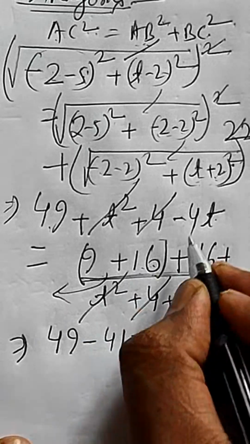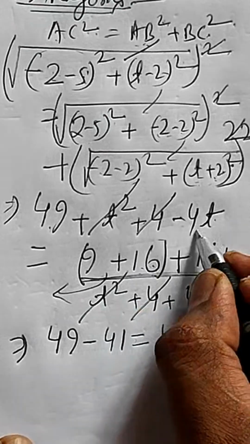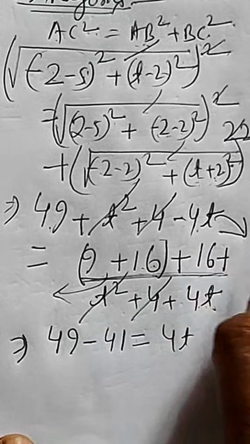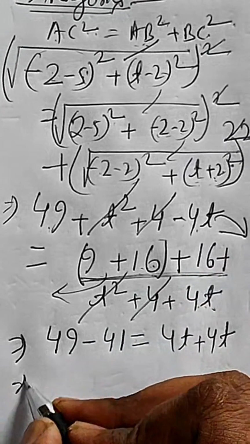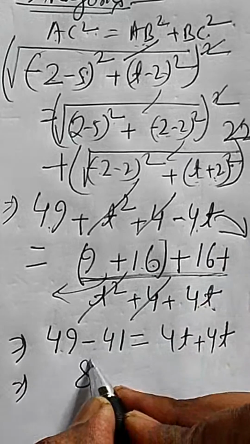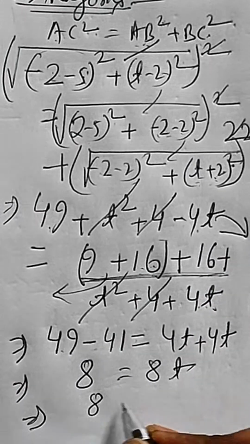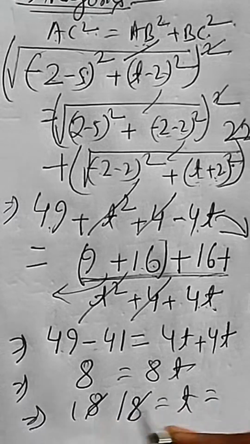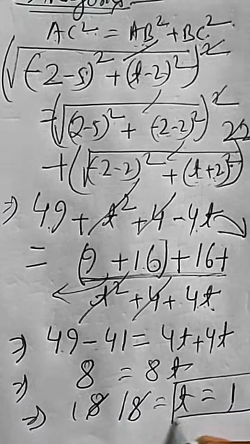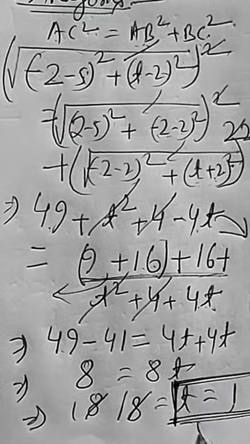So this will be giving you 40 of the already existing RHS, and this 40 will be coming into the RHS, right? So this will be coming as plus 40. So finally this will give you 49 minus 41 as 8 equal to 8t, and this will give you 8 by 8 as the value of t, which is coming as 1. So t equal to 1 is your answer, right?